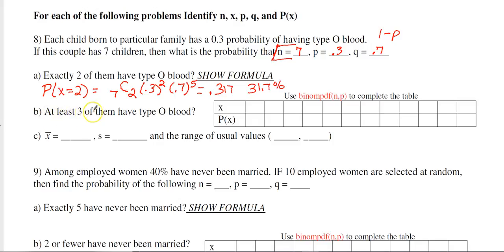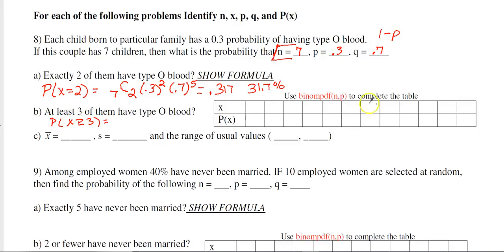Okay. What is the probability that at least 3 of them have type O blood? Well, we can't do that with this because it has more than just one value. So the probability that at least 3, that means that x would have to be greater than or equal to 3.